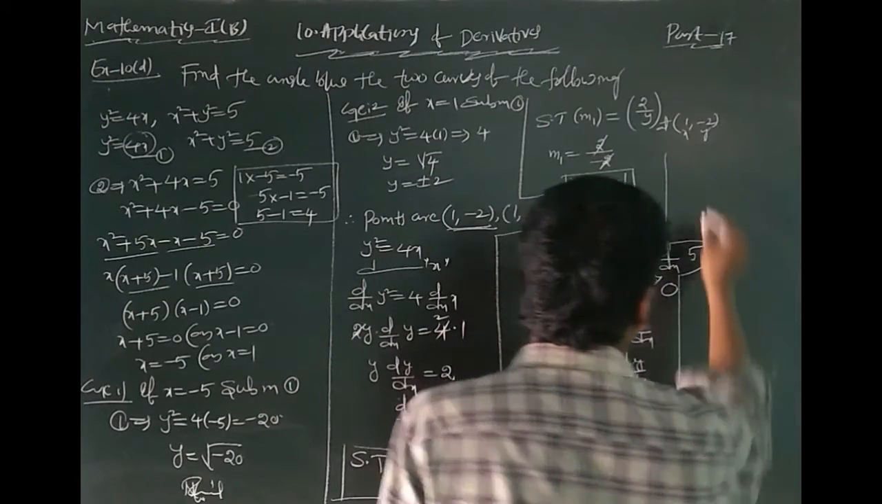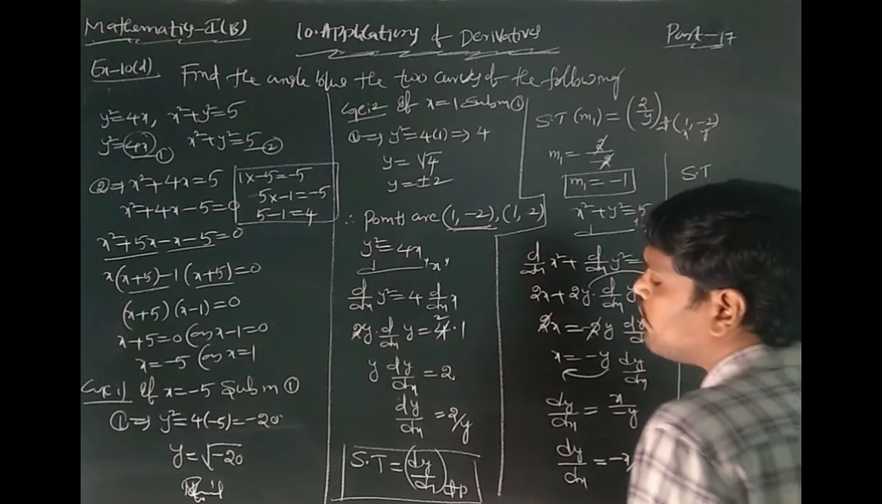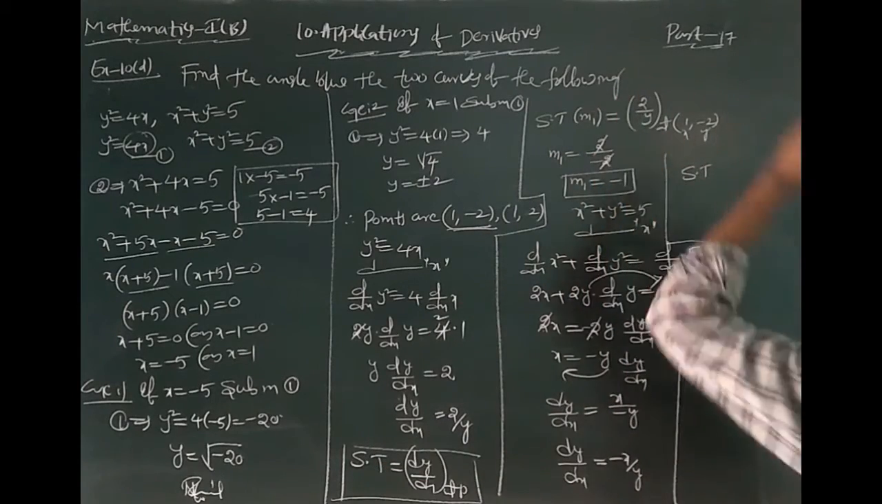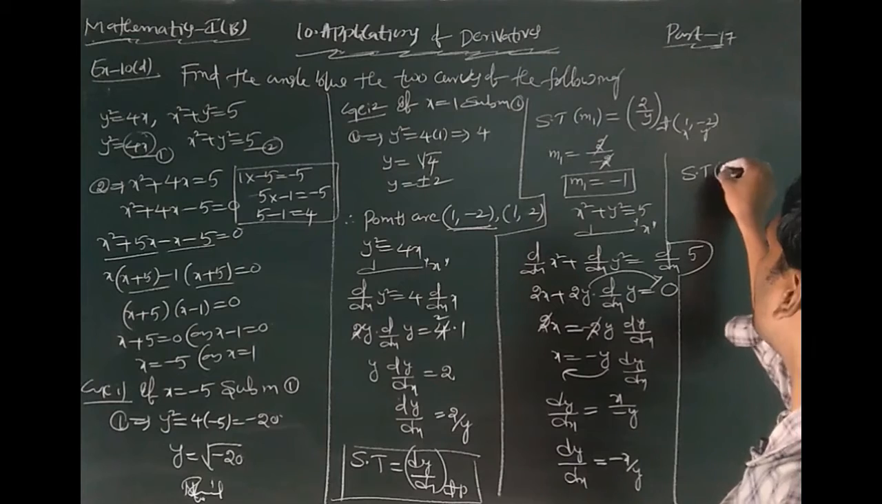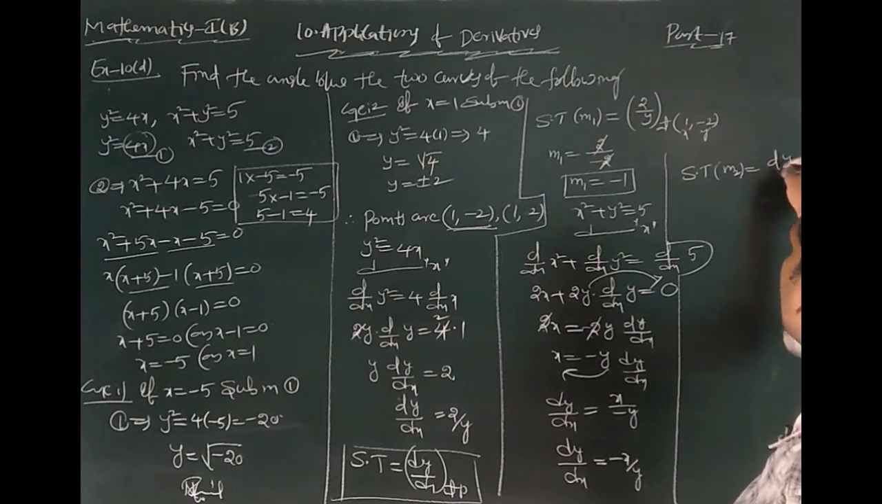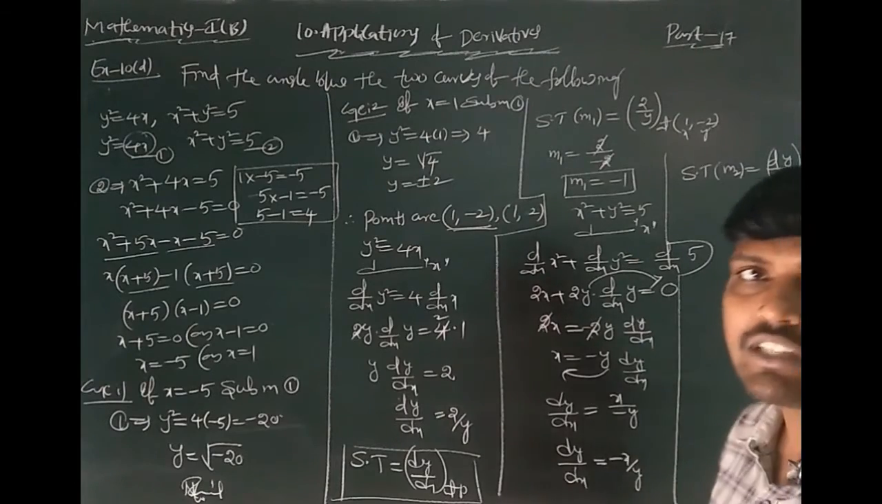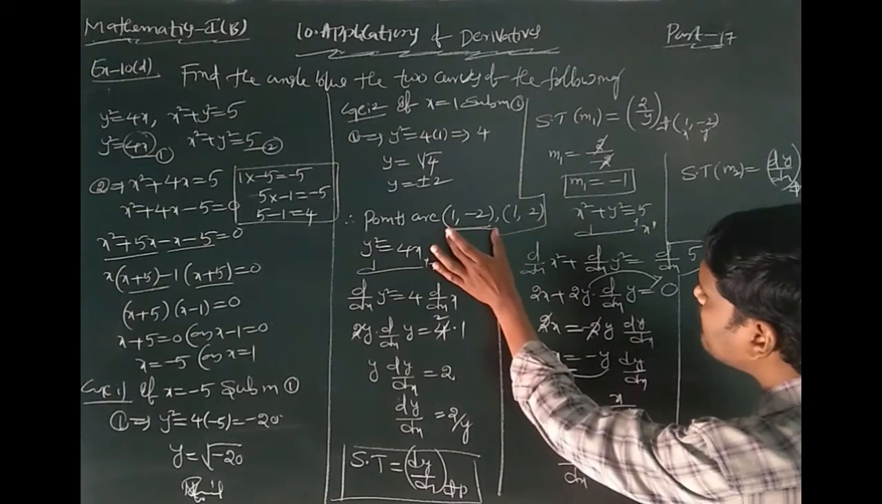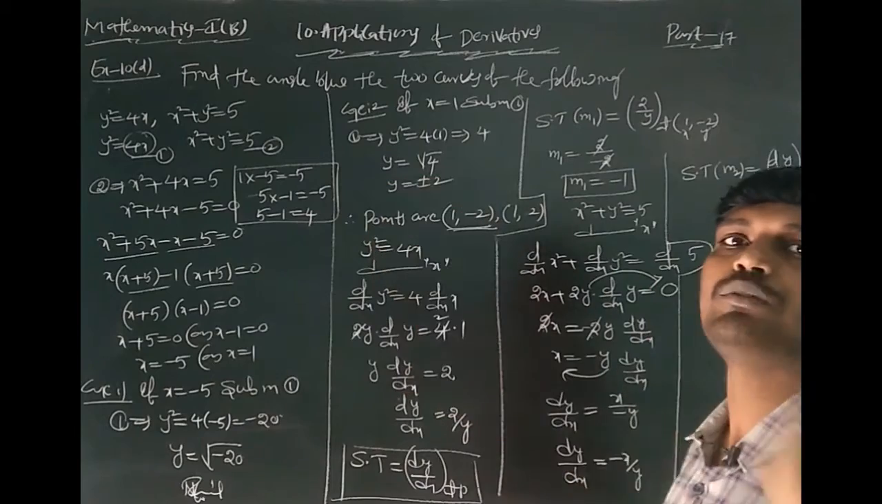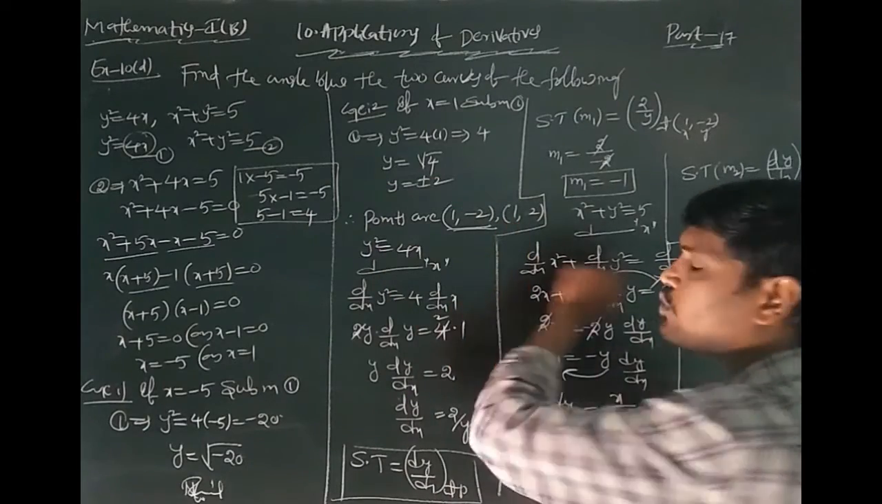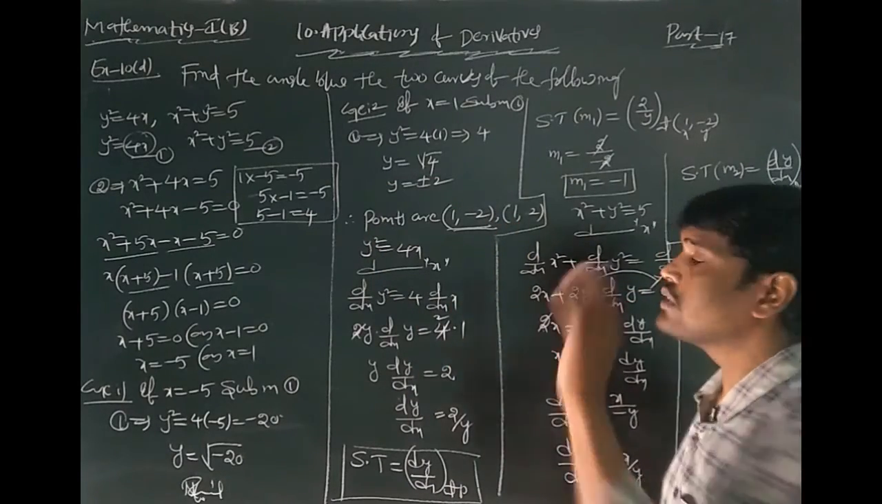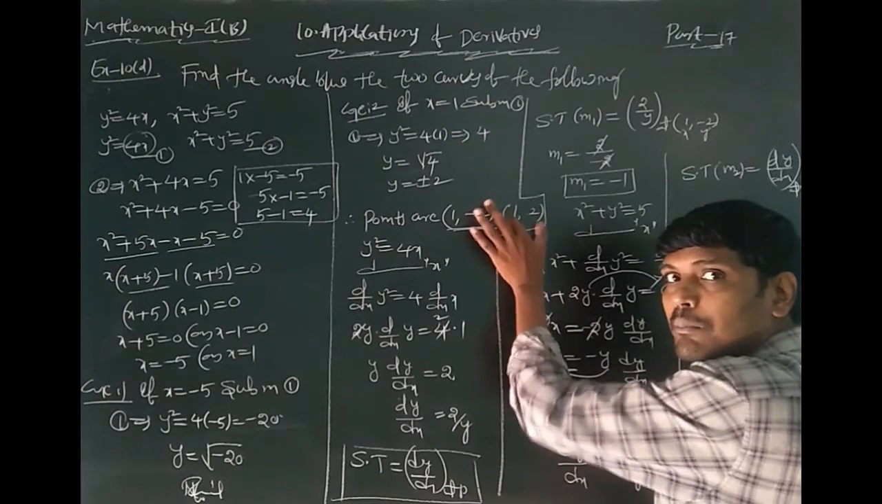Therefore, the slope of the tangent of the second curve. The slope of the tangent of the first curve you wrote as m1. The slope of the tangent of the second curve you can write m2 equal to dy by dx at the point P. Here you can use which point, students? First you have to take point 1 comma minus 2. That point also you have to take. That's why the second point you have not taken. Understood or not? Suppose you have to take the second point, first curve.